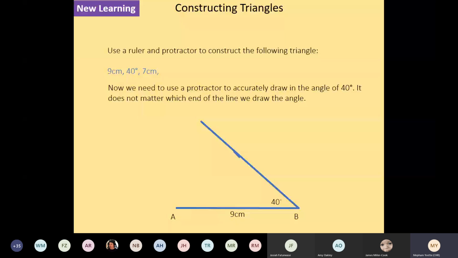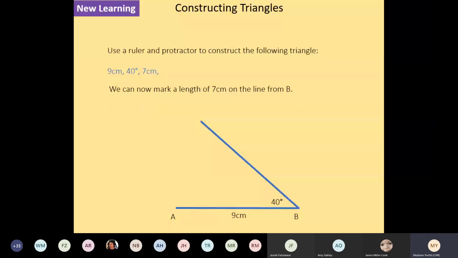Now, we know that this is 40 degrees because we have labelled it, and we always should label our angles in triangles and constructions. But we want to make sure that this line is 7 centimeters in this example. So we can cut that to 7 centimeters, which we would do by using a ruler. And then once we've got that, we can join point A to this part where it says 7 centimeters. And then we have constructed the triangle that they'd like.